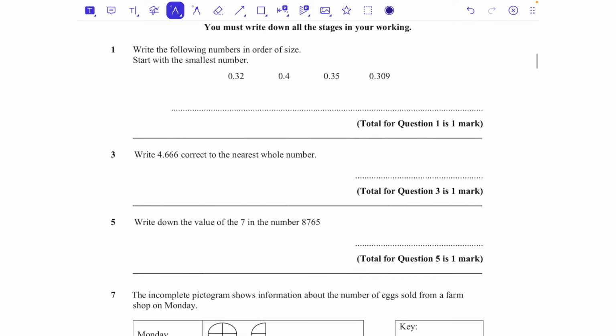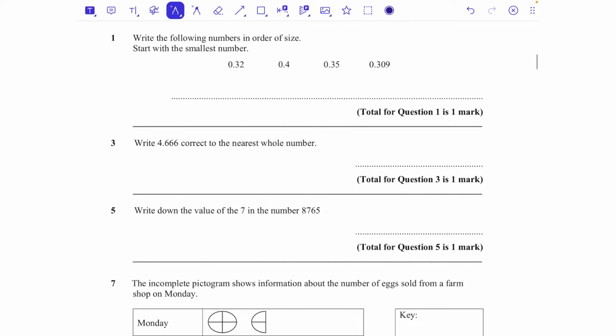Okay, question number 1. Write the following numbers in order of size. Start with the smallest number. So with decimals, write them over the top of each other and make them all the same length. So 0.309, and then make them all the same length. So use zeros to fill in the place value. Now we are comparing the tenths column first. All the ones columns have 0, so there's nothing in that column. So let's move over to the tenths, and I've got 3, 4, 3 and 3.